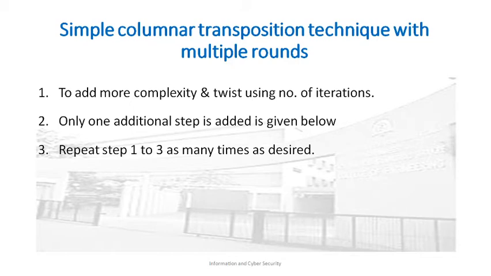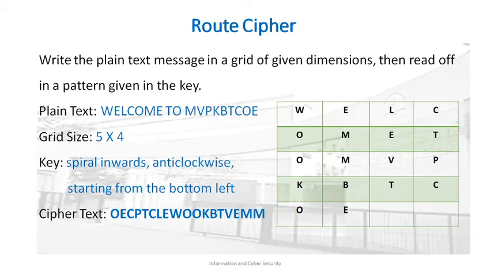It is only a modification of the simple columnar transposition technique. The next transposition technique is the route cipher. In the route cipher, we write the plain text message into a grid of a given dimension and then read it off in a pattern given in the key. Now we will see one example.